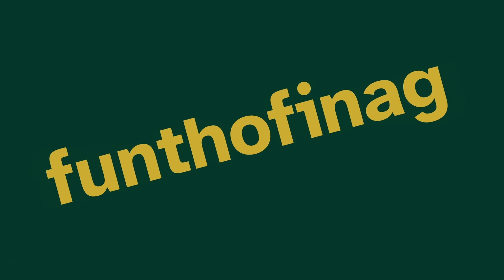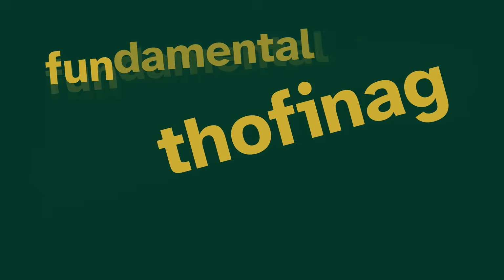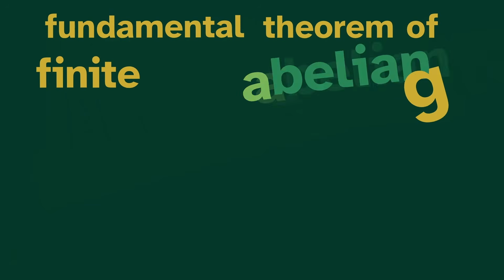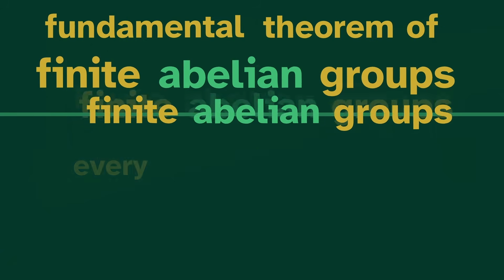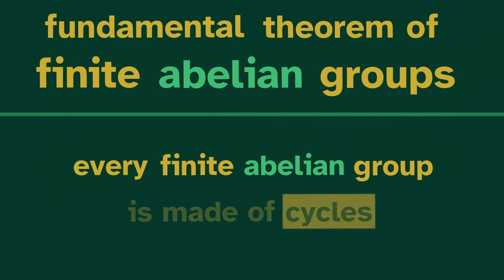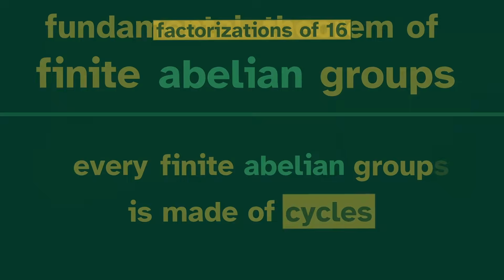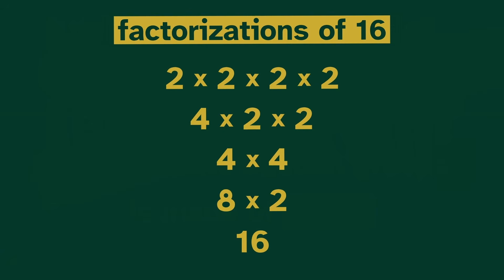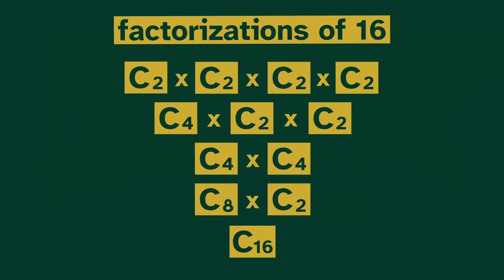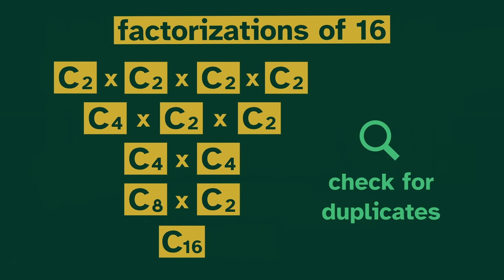The Funtofinag! For anyone who hasn't seen the previous video, that's his nickname for the fundamental theorem of finite Abelian groups. It tells us that every finite Abelian group is made of cycles. So, for order 16, we just find all the factorizations of 16. Each one defines a group. But then we have to check for duplicates by counting the orders of the elements.